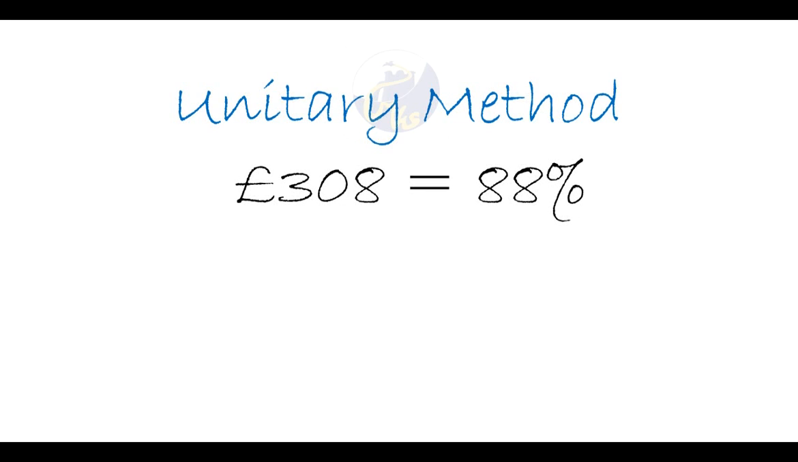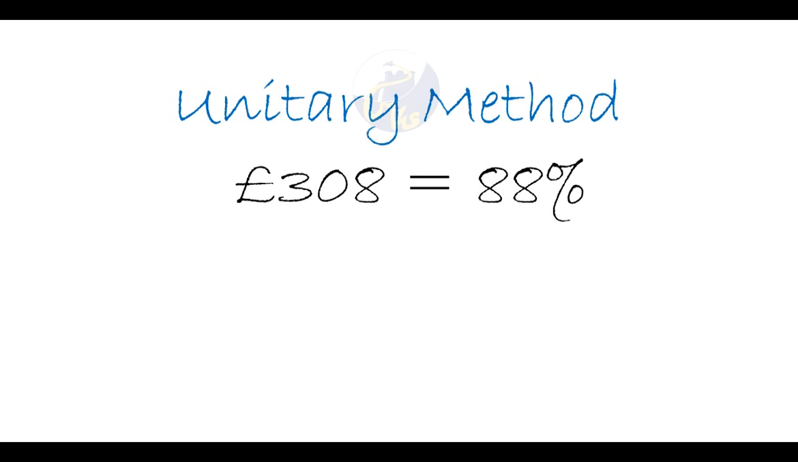So the last method we did was called a unitary method. But it wasn't really, but it was close to it. It was about doing the same idea again. Starting off by saying that the £308 is 88% of what we started with. After the 12% is taken off, you've got 88% left. But we can't really get to 10% here.